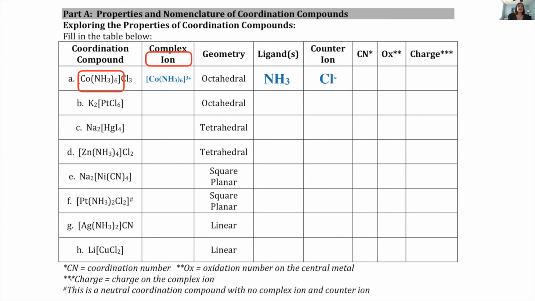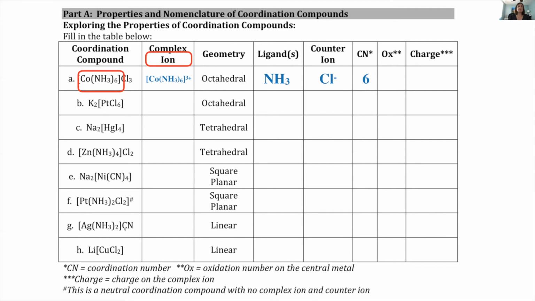Coordination number, CN, stands for coordination number. This is the number of bonds to the central metal cation in our complex ion. So cobalt's in the middle. We have 6 ammonias. Ammonia is monodentate, meaning it just bonds once each. So we have a coordination number of 6.